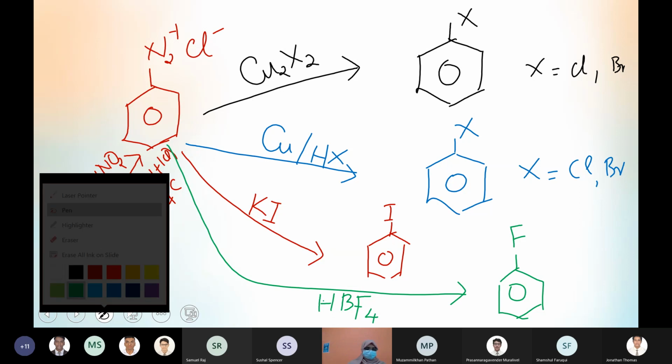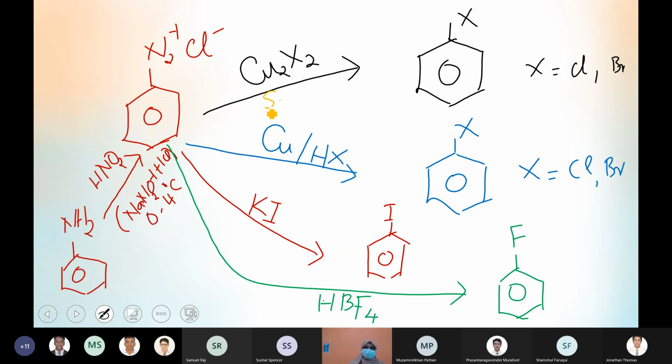The first one is Sandmeyer's reaction, where you're using copper halide and HCl is also used. But the second one, the Gattermann reaction, you're using copper in metallic powder form along with the hydrogen halides, usually chlorine and bromine.